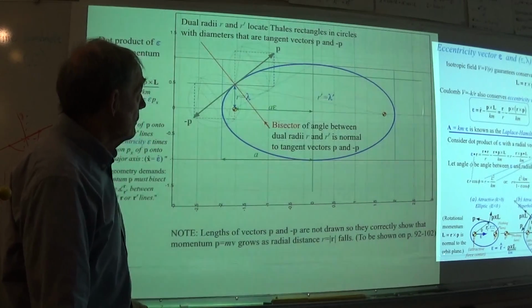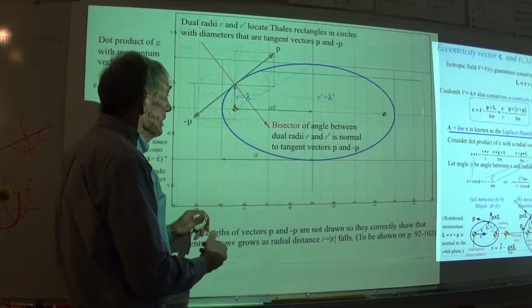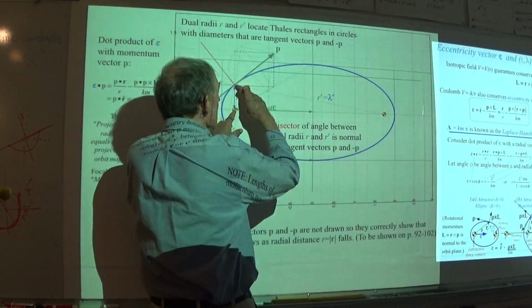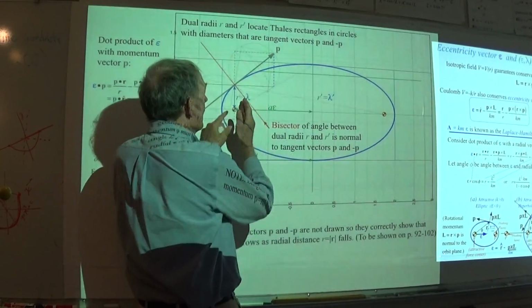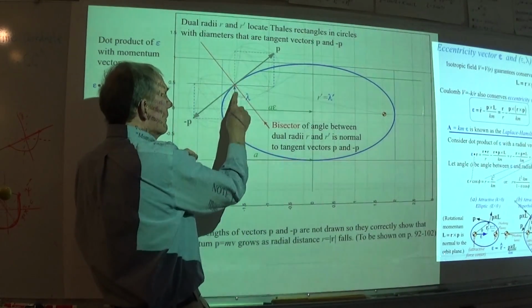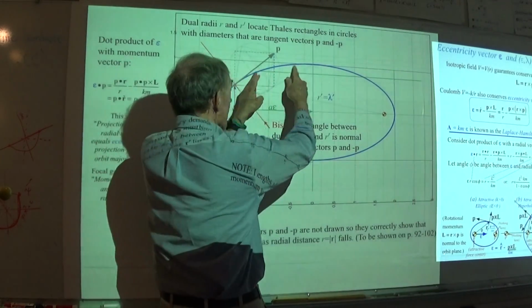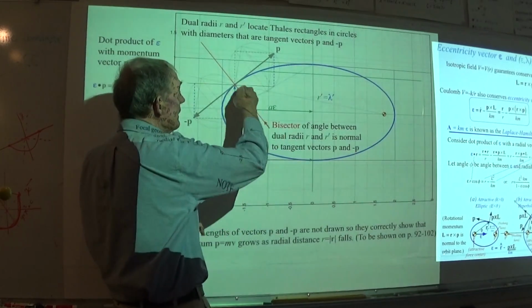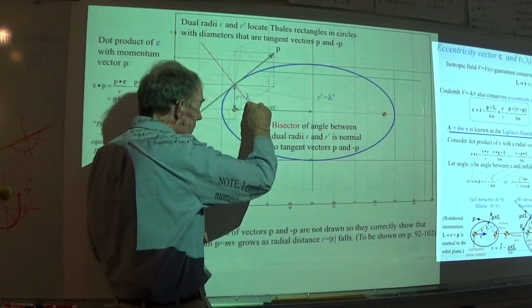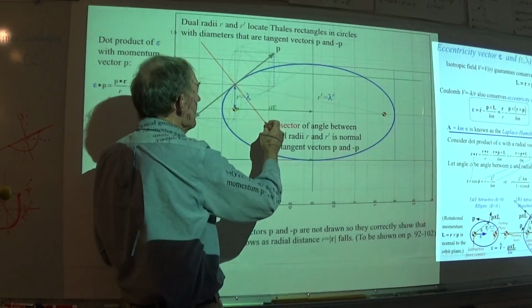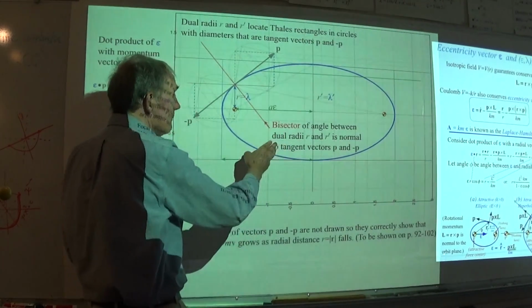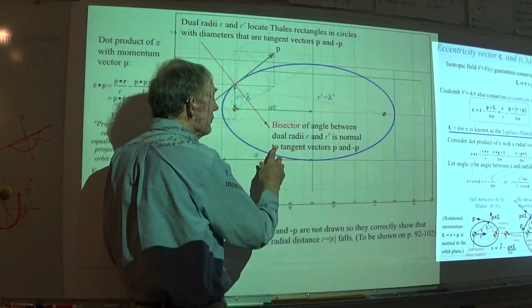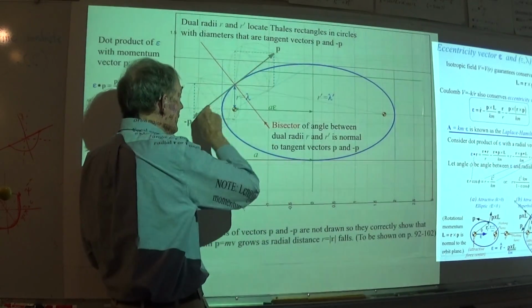Most sense, but what we're really getting at here is realizing that these two radii, this now big R prime radius and this now right on the lattice radius line, these two are always, no matter where they are, bisected by a line. In other words, equal angles here and here. This bisector of the dual radii has to be normal to the tangent vectors, that is, the momentum at every point.